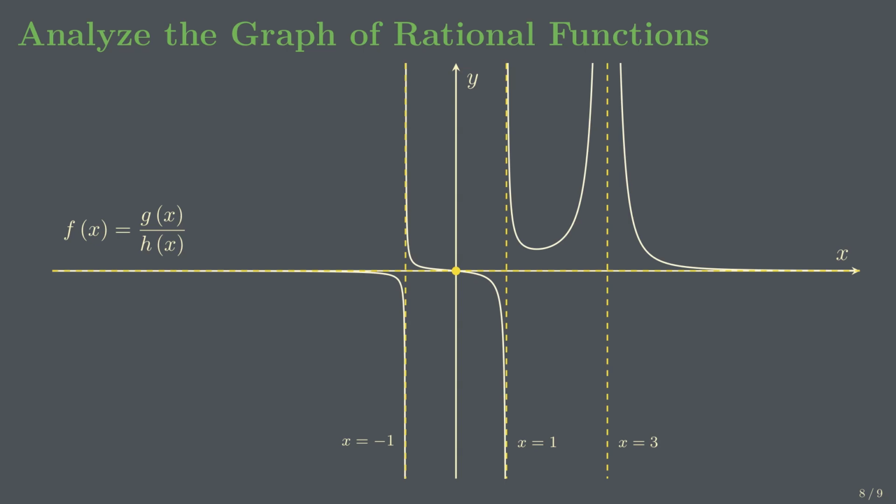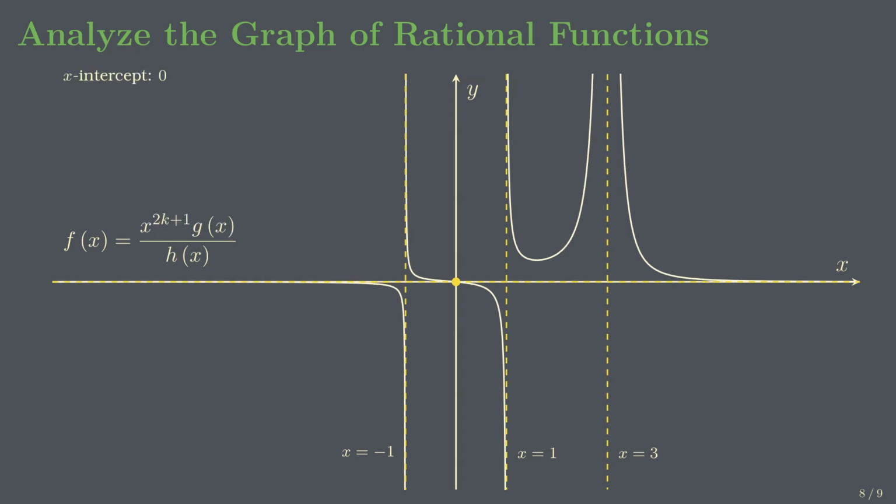So first of all, we know that the x-intercept of this graph is actually the origin. So the x-intercept is 0, right? Meaning that we should have a factor of x in the numerator of f of x. And because through the origin the graph actually crosses the x-axis, the multiplicity of x should be odd. Okay.